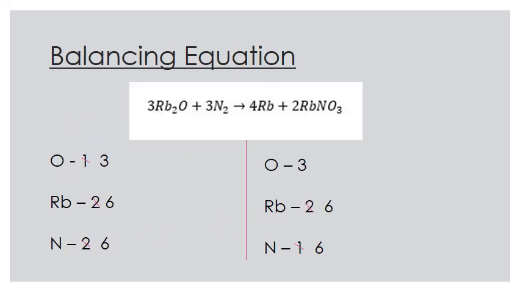The next thing that we had to do was balance the chemical equation that I chose. How I did that was that for the elements on each side, I had to balance the number of elements on each side to make them equal to each other. So that's what I did.